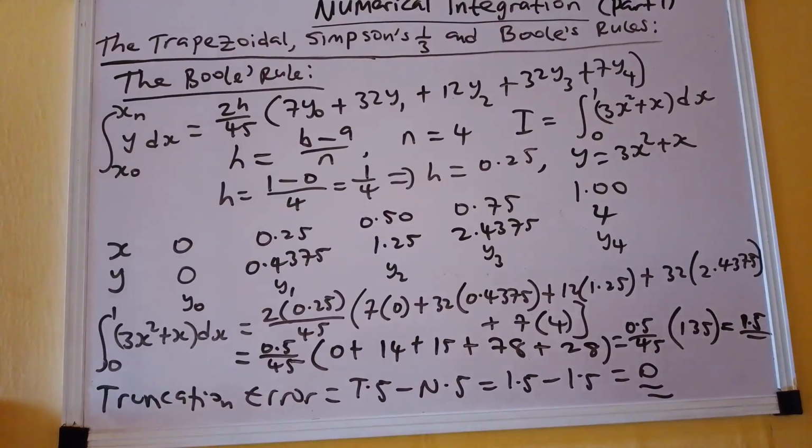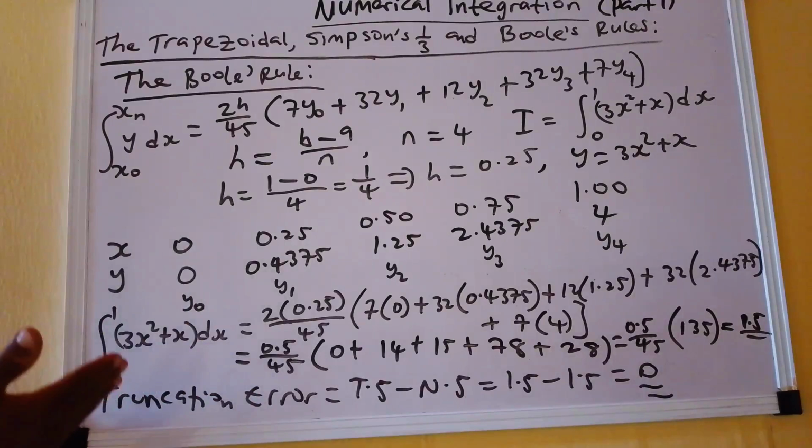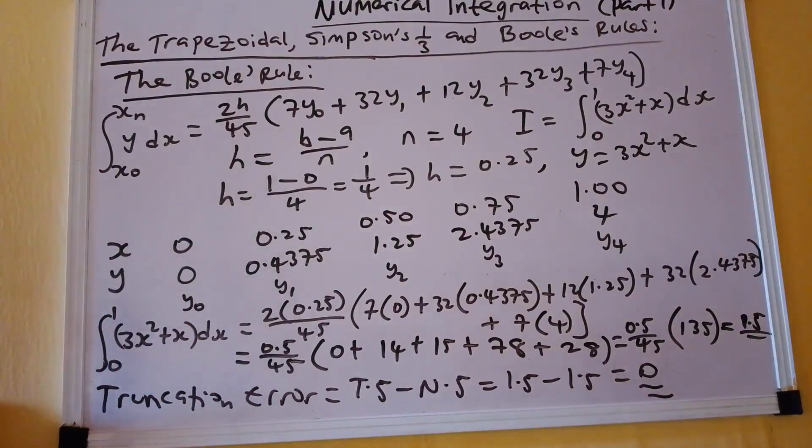So we have used these three methods successfully to solve a particular problem. For this problem, the Boole's rule is the best, followed by the trapezoidal rule. The Boole's rule gave us zero error, that means it's error free. The trapezoidal rule gave us minus 0.02, while the Simpson's 1/3 rule gave us 0.22. So these three methods have been used to integrate this problem numerically, and that is the end of part 1.